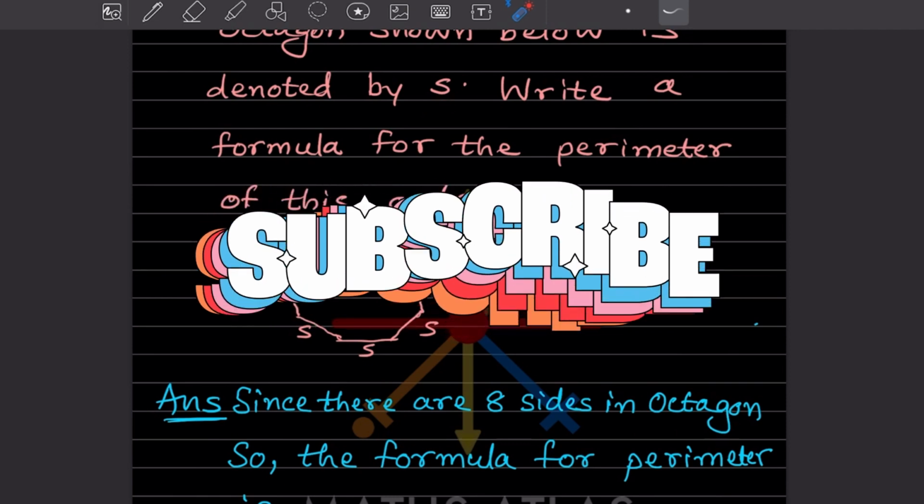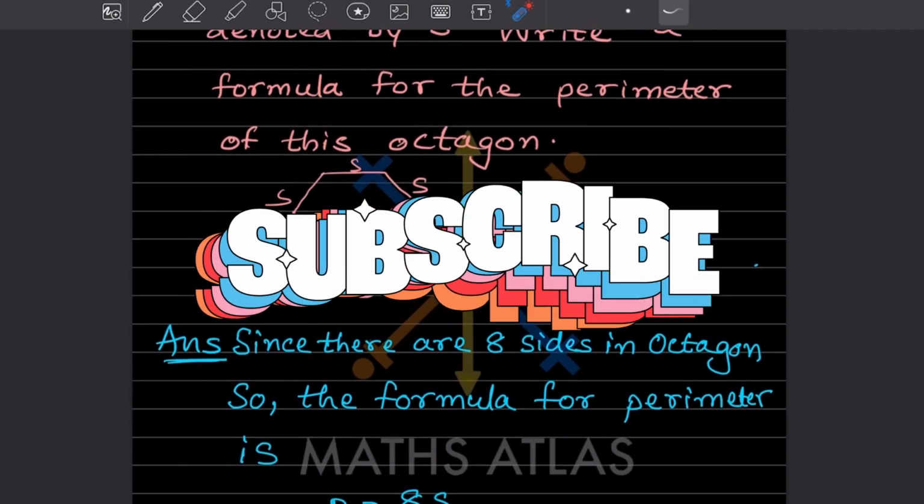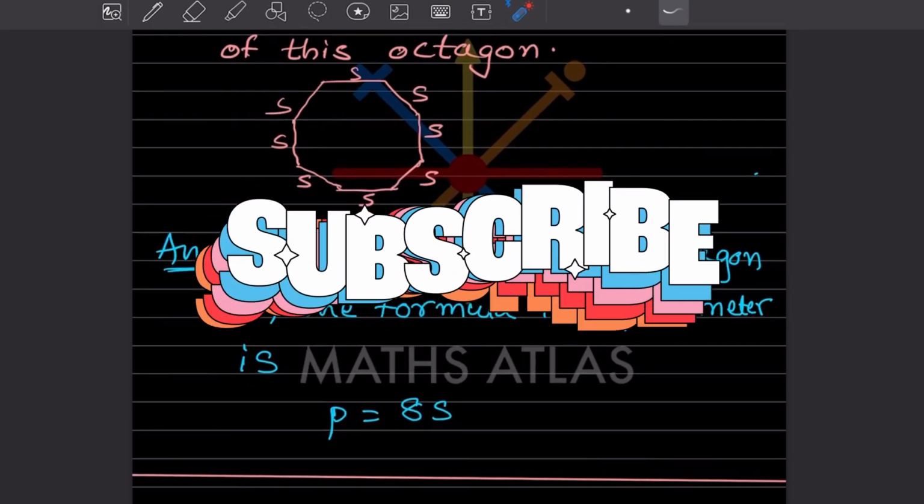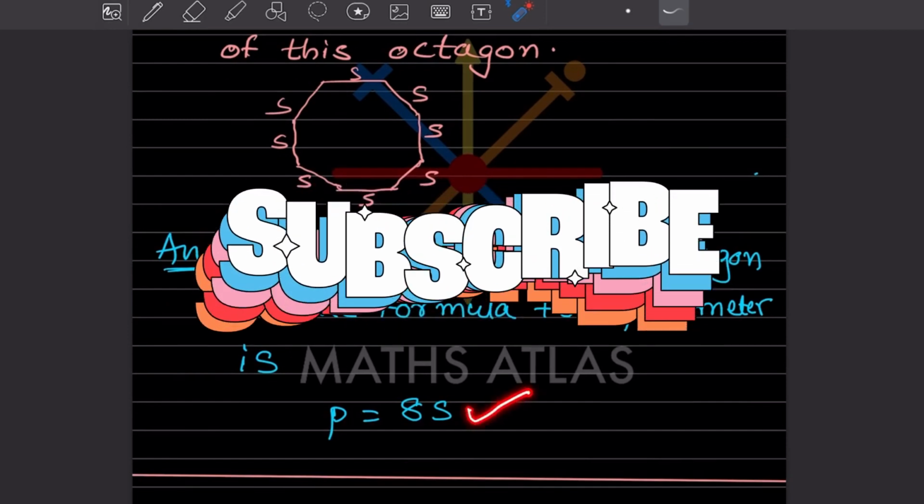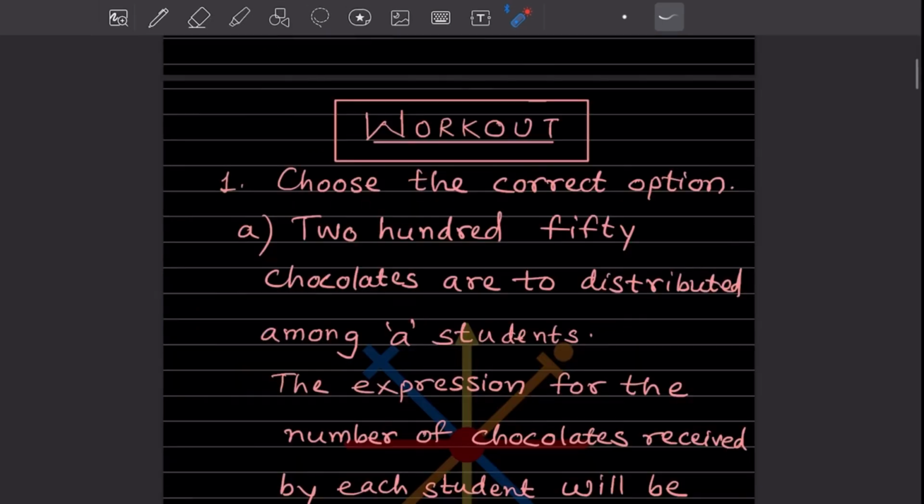So it is going to be, this is very easy, that perimeter means P stands for perimeter, that is 8S. Okay, so here we have completed.